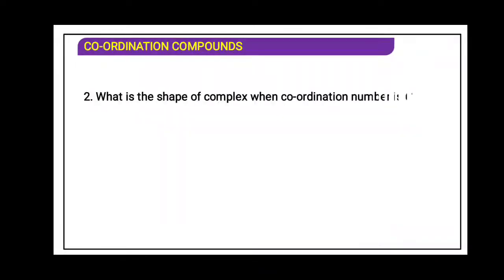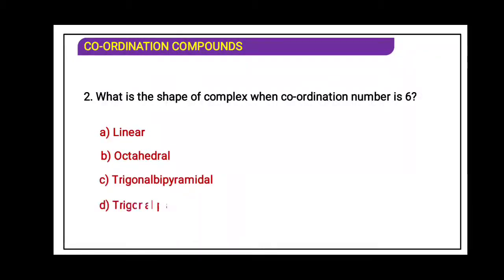What is the shape of the complex when the coordination number is 6? Come on, answer the question, students. The options are linear, octahedral, trigonal bipyramidal, and trigonal planar. So, students, right now I explained to you about the coordination number 6. The coordination number 6 will give you octahedral geometry.